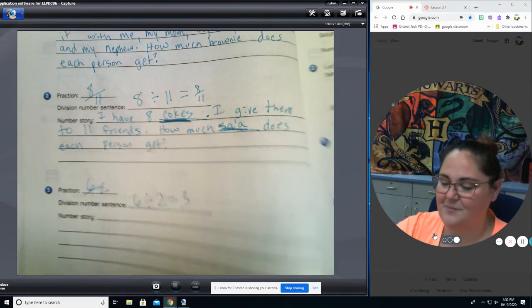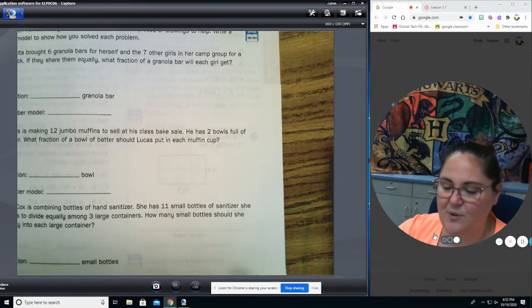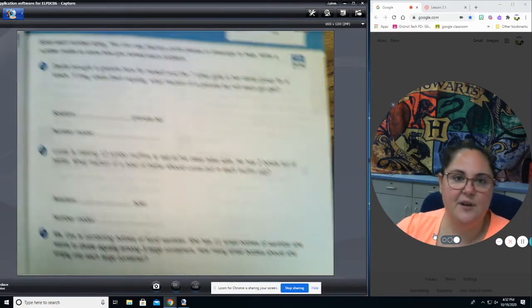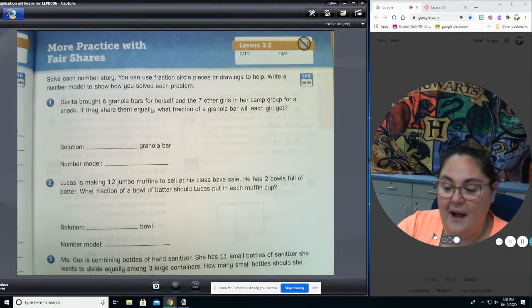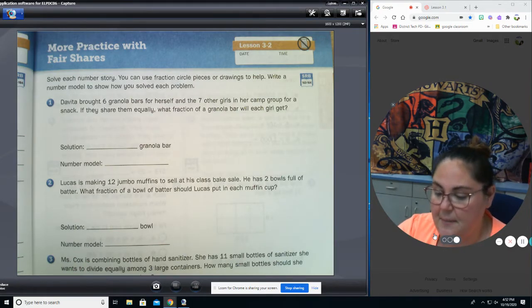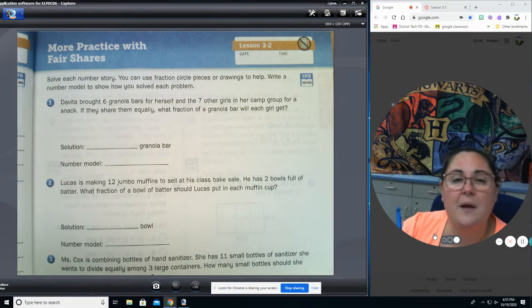Okay, here we go. The next part of our lesson is more fair share practice. So we did this a lot yesterday. Using fair share means that I'm going to separate something between a group of people, right? Again, what over how? What am I dividing? How am I dividing it? Number 1, Davida bought 6 granola bars for herself and the other 7 girls at camp for a snack. If they share them equally, what fraction of the granola bar will each girl get? What am I dividing? Am I chopping up the girls or the granola bar? I hope you said granola bar.